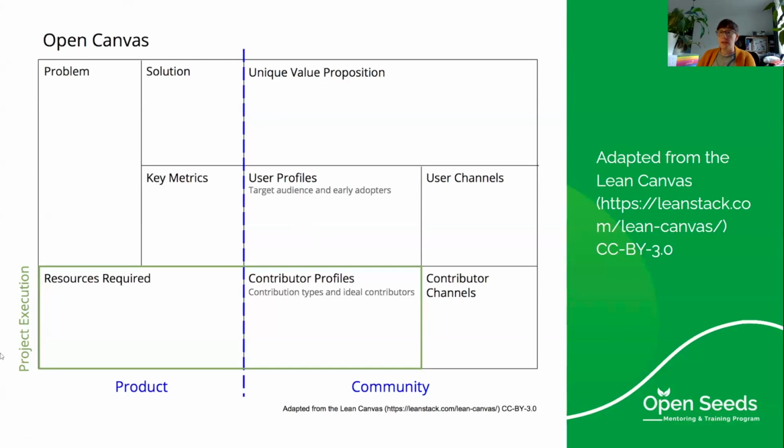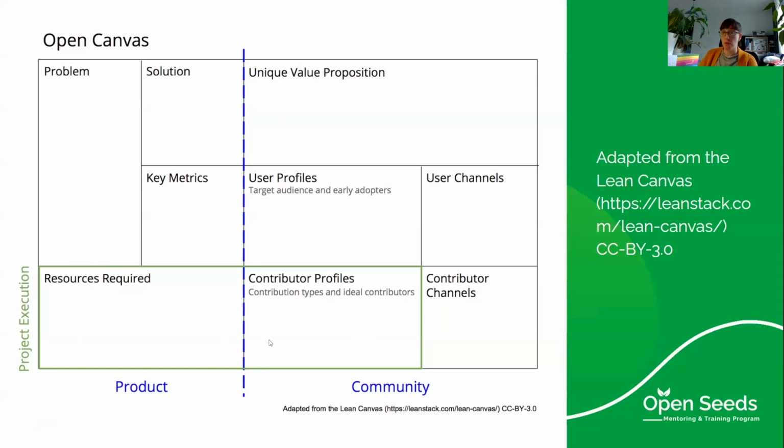What is the open canvas? This is literally it, what you have on the screen. It is just a table. It was adapted from the Lean Canvas. If you've done any project management course, you might be familiar with that. It basically divides the focus between the product that you aim to develop, which can be a tool, a community, a blog, the project in general, or the community that you want to touch. We have a lot of the thinking and planning part in the upper part, and then we have the project execution focus on the lower part.